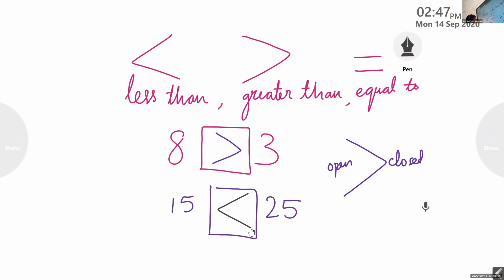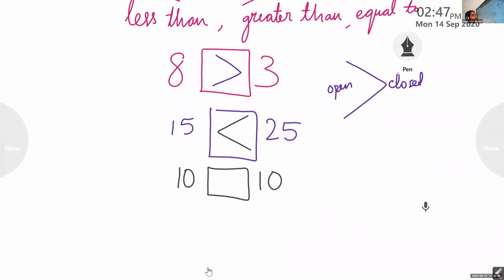Now I will write another number. We have 10 and 10, and we have to use the symbol here. Which symbol will we use here? Is it less than or greater than or equal? Equal to. Yes, very good. Here we have to use the equal sign. Why are we using the equal sign? Because both sides we have the same number. So we will use the equal to sign.